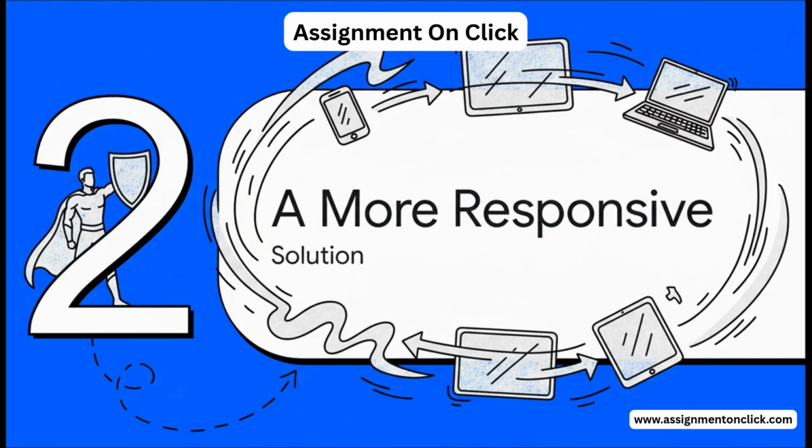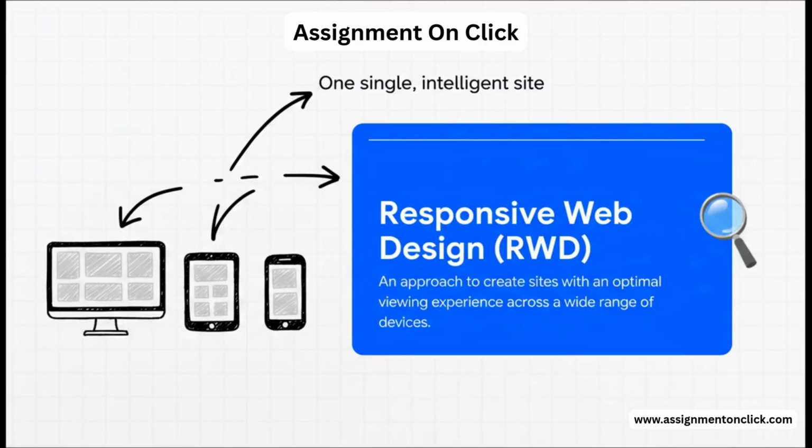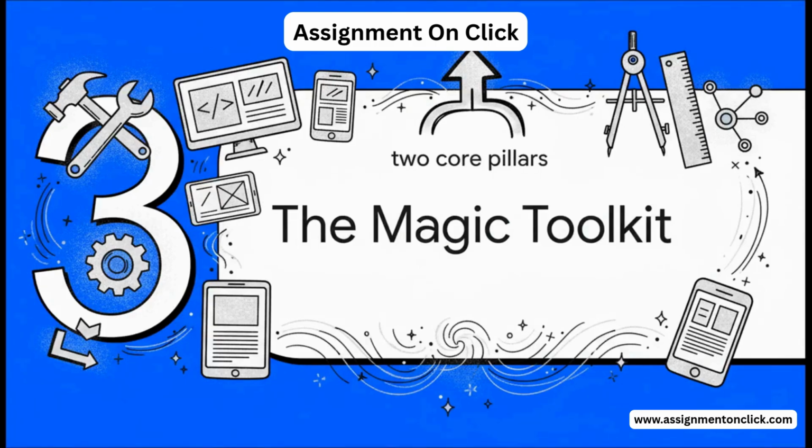Well, the hero of our story is an approach called responsive web design. The whole idea here is actually pretty simple, but it's incredibly powerful. Instead of building a whole separate website for phones and another for tablets and another for desktops, you just build one single smart website that can look at the screen it's on and completely rearrange itself to give you the best possible version. Now, to make all this happen, developers have what I like to call a magic toolkit. It's really built on two main pillars.